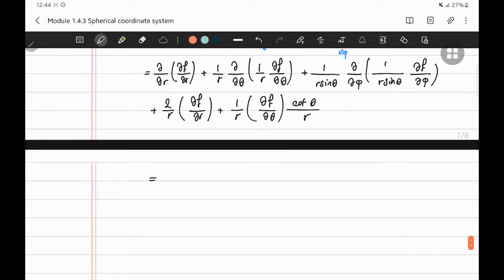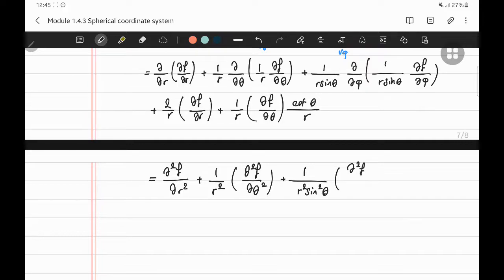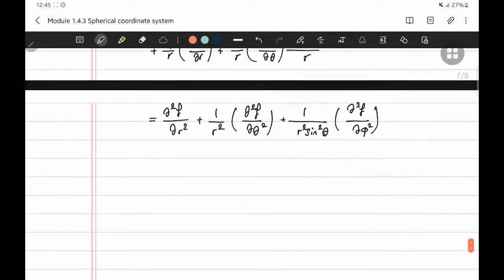So now, if we simplify it, we get second partial derivative of f with respect to r, plus 1 divided by r squared times the second partial derivative of f with respect to θ, plus 1 divided by r squared sine squared θ times the second partial derivative of f with respect to φ, plus 2 divided by r partial derivative of f with respect to r, plus cotangent of θ divided by r squared partial derivative of f with respect to θ.